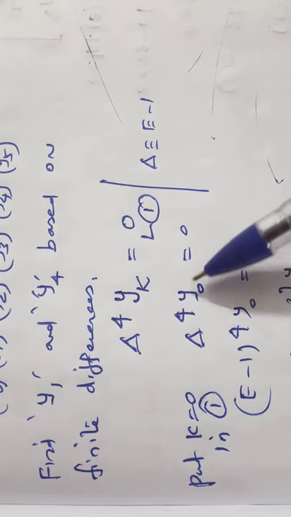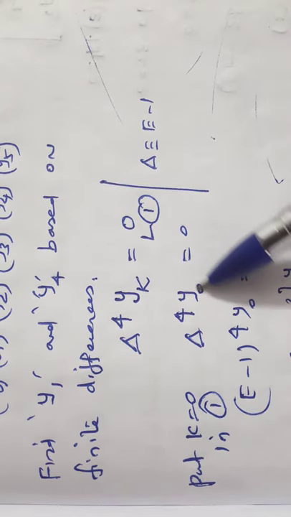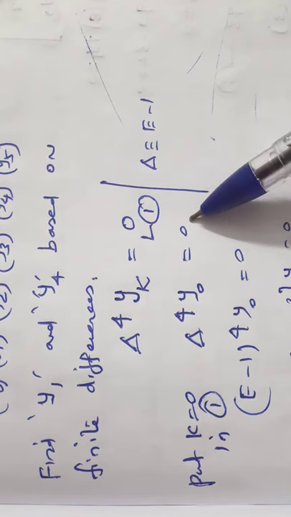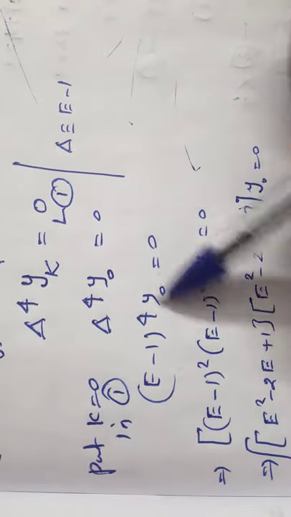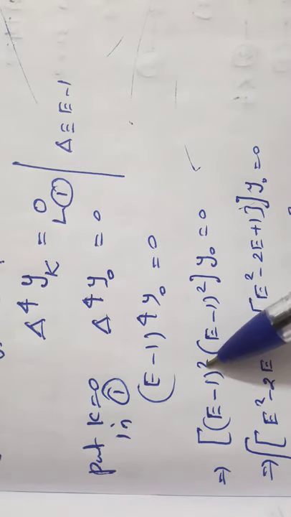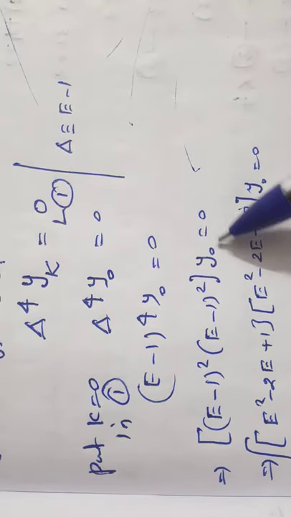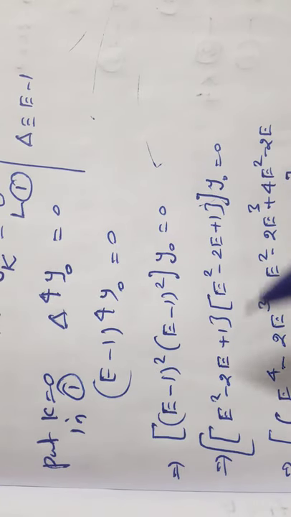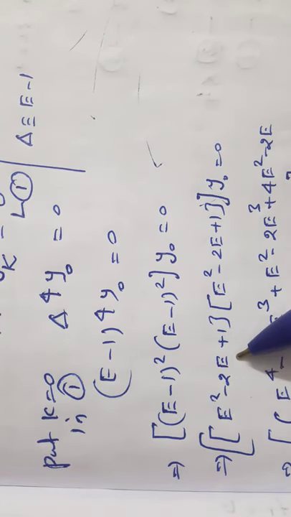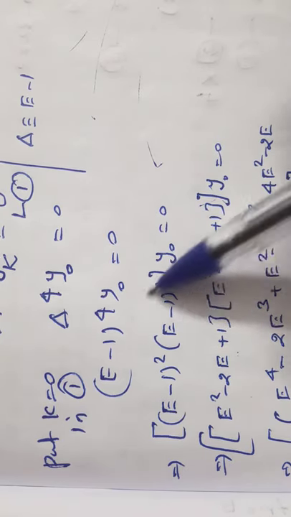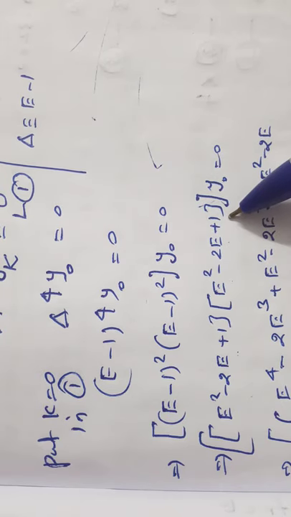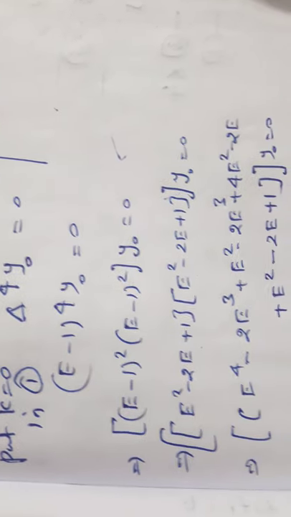Put k equal to 0 in equation number 1. Del power 4 y0 equal to 0. In the place of k, we have to take 0. So conversion of del is E minus 1, whole power 4 y0 equal to 0. This can be split into two parts: E minus 1 whole square into E minus 1 whole square y0 equal to 0. Expansion of a minus b whole square is a square minus 2ab plus b square. So E square minus 2E plus 1, again, into E square minus 2E plus 1 into y0 equal to 0.